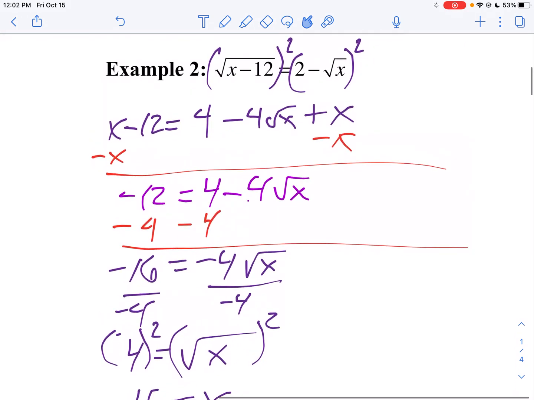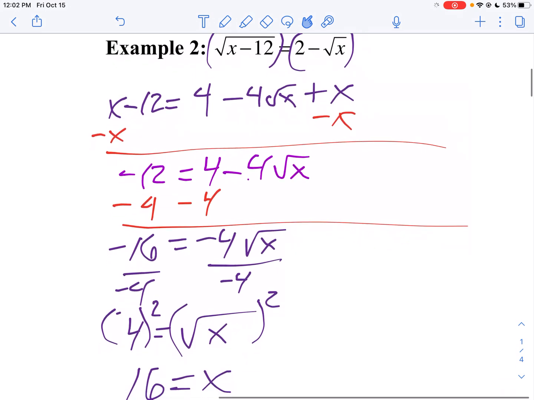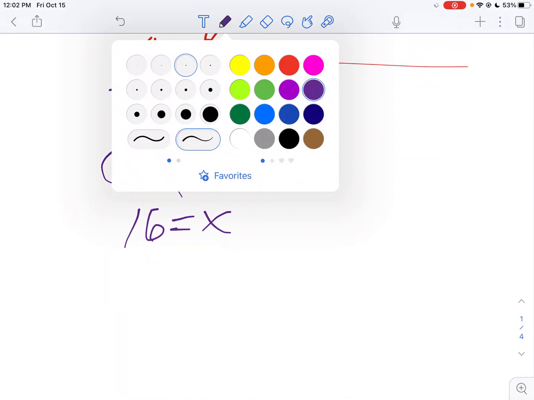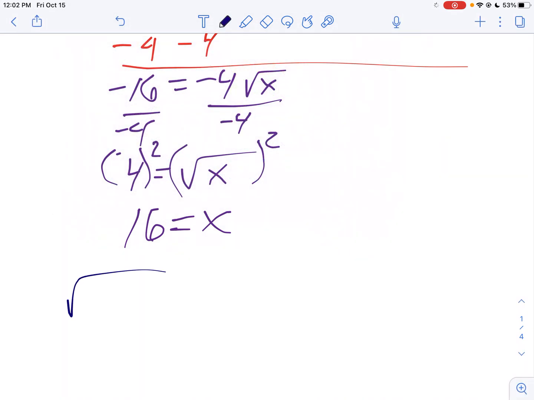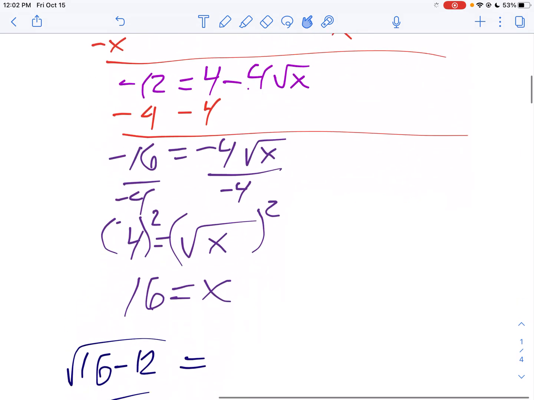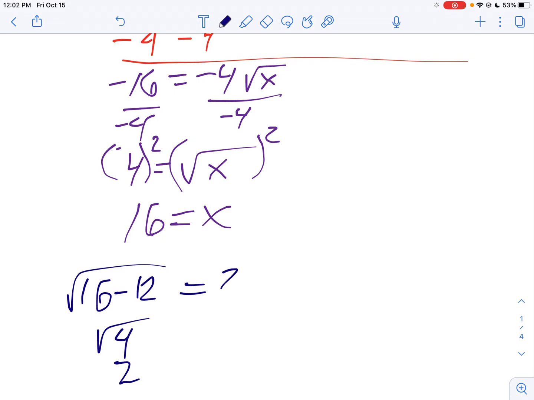Let's replace x with 16. So I'm going to say the square root of 16 minus 12. On the left side I'm going to get the square root of 4, which is 2. On the right side, we're going to say 2 minus the square root of 16. Well, the square root of 16 is 4. 2 minus 4 is negative 2. Notice they don't equal, do they?